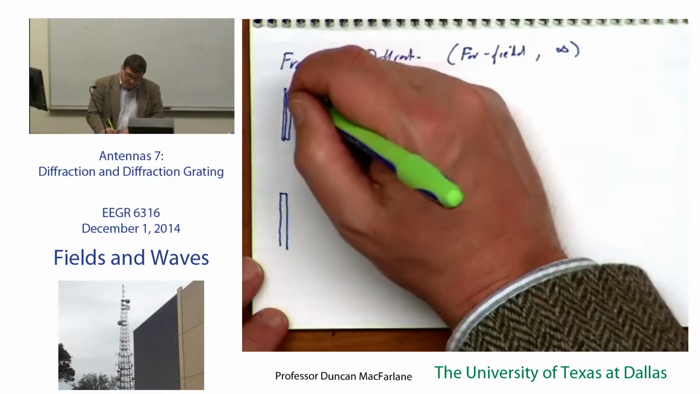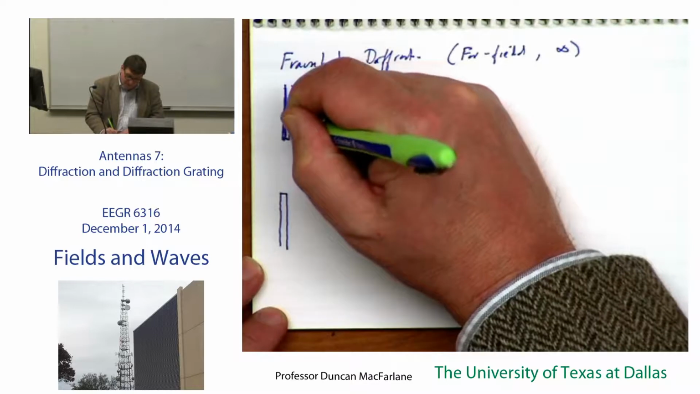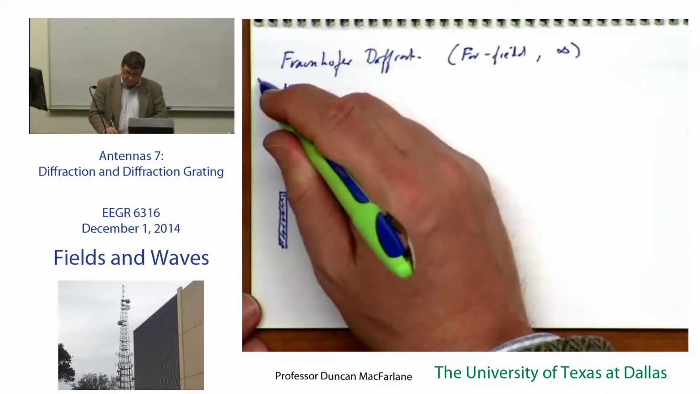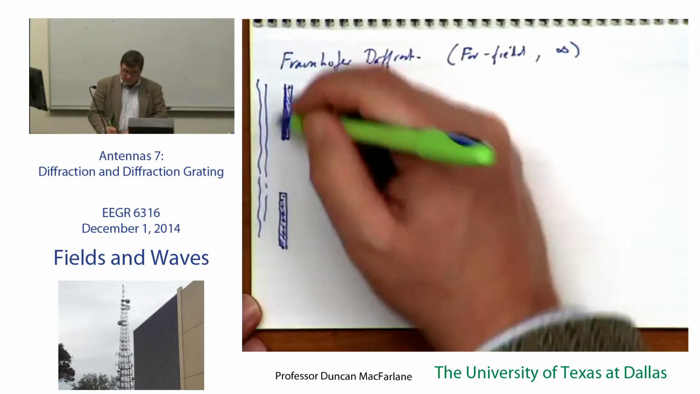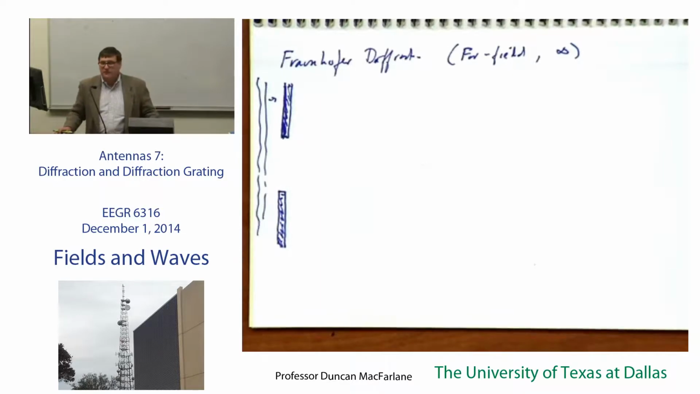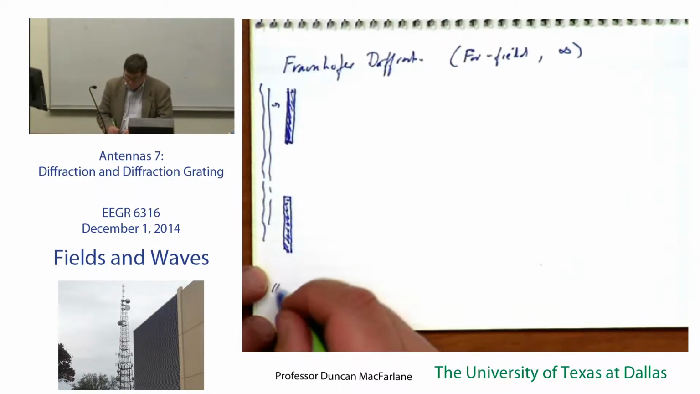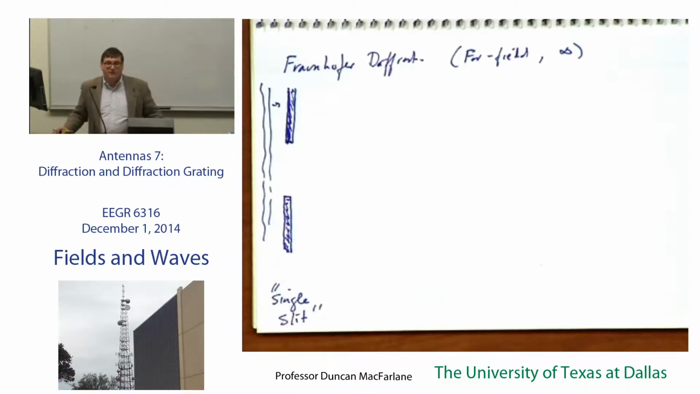We'll use a very simple disturbance where we'll have a waveform coming incident on a structure, and the structure will just be mostly an opaque shield with just a very small gap in it. This will be the famous single slit.